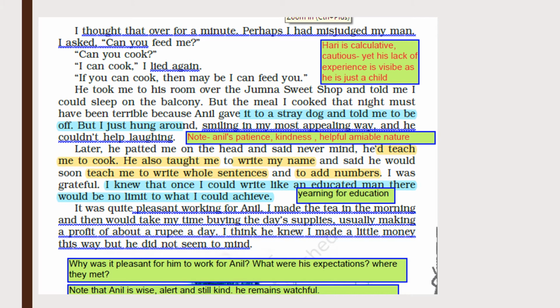But the meal I cooked that night must have been terrible because Anil gave it to a stray dog and told me to be off. But I just hung around, smiling in my most appealing way, and he couldn't help laughing.